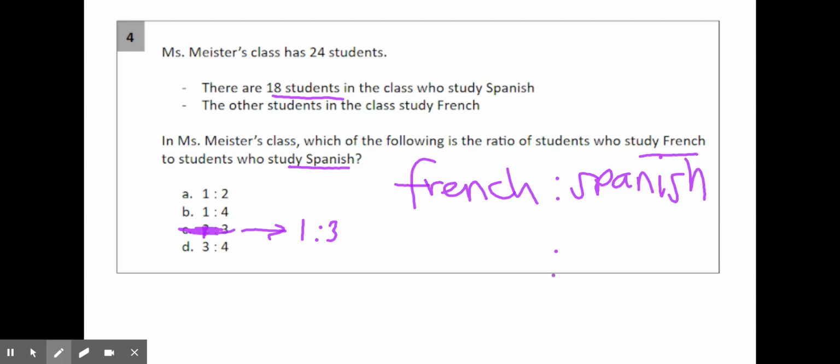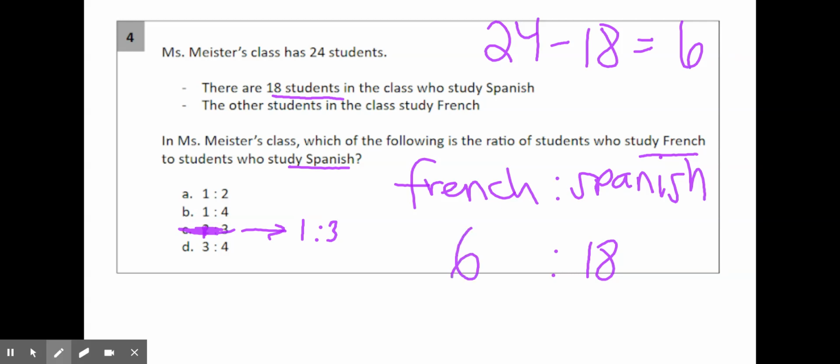If we already know that our Spanish number is 18. Our total was 24. So to get our French students, assuming that no one else were studying any other languages, we do 24 minus 18, which is 6. So we know that 6 students study French. 6 to 18 is not simplified. As you can see, all of these options are simplified. So what we would have to do is simplify it. A quick way we can do to simplify is just divide both sides by 2 because I know they're both divisible by 2.